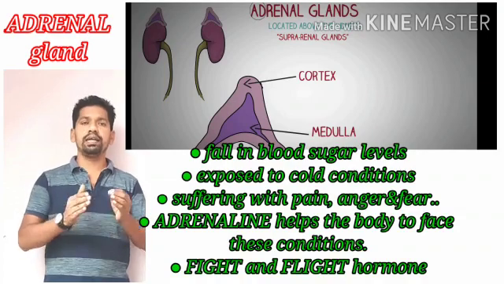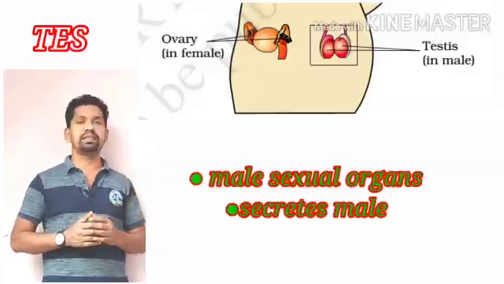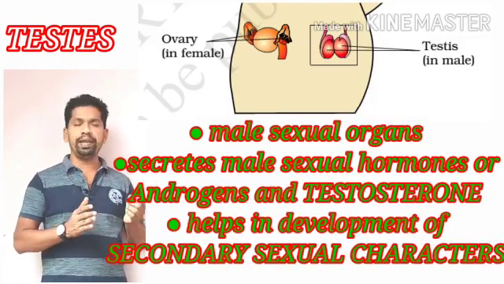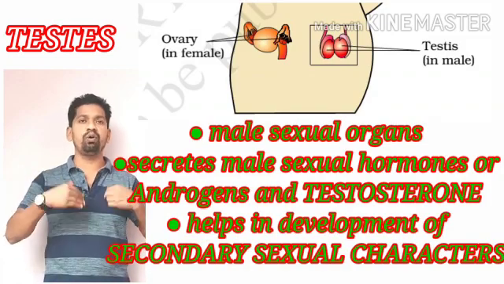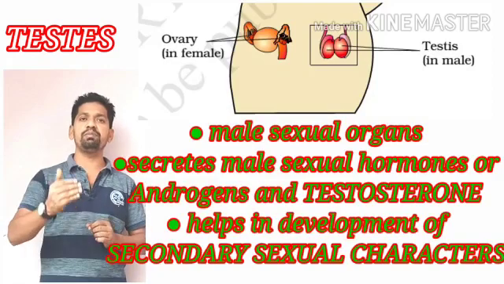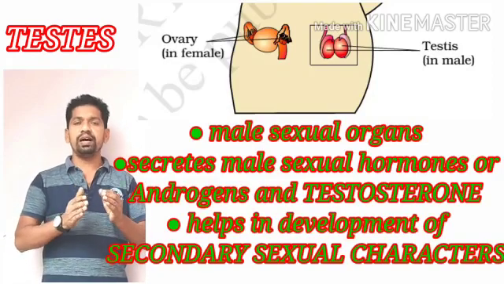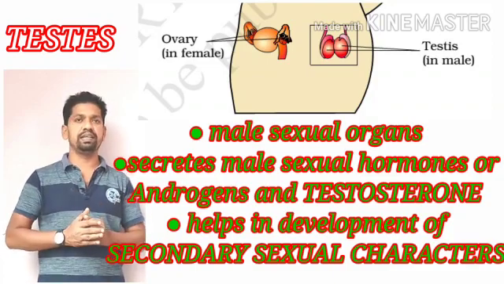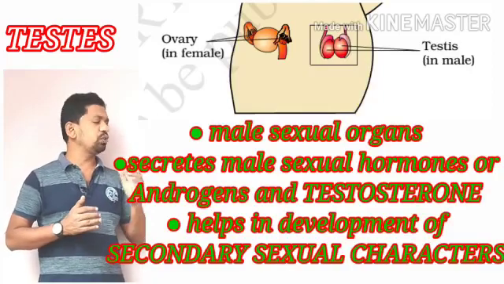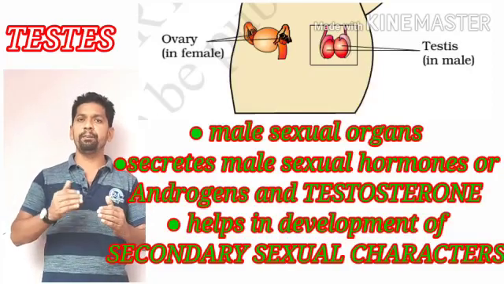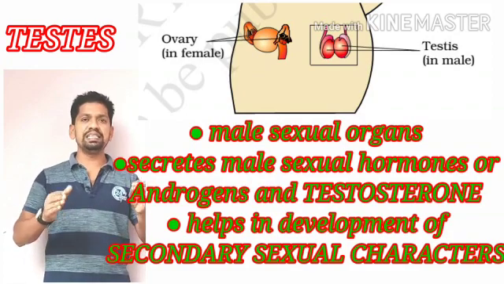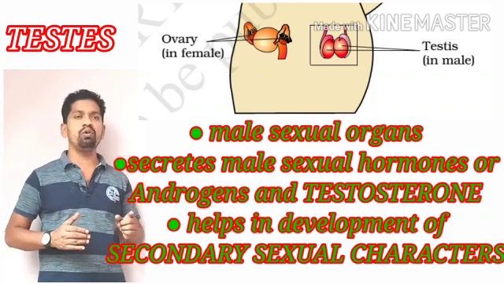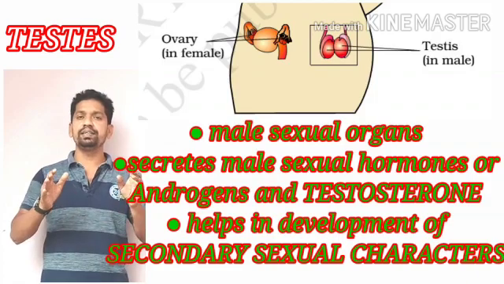One more important endocrine gland is the testes. Actually, testes are the male sexual organs. Though the testes are male sexual organs, they play an important role in the endocrine system also by producing some hormones. The hormones produced by testes are known as male sexual hormones or androgens. The powerful androgen is testosterone. Though it is a male sexual organ, it has the power to secrete an important hormone known as male sexual hormone or androgen. The powerful androgen is testosterone.